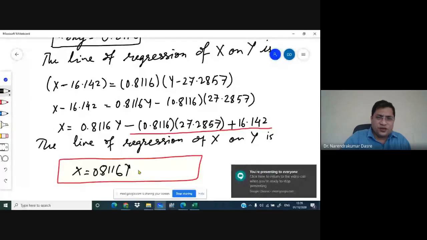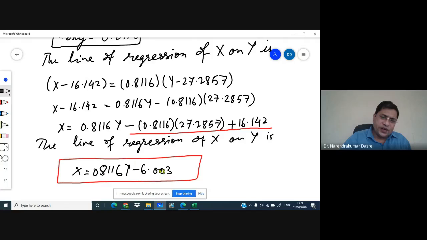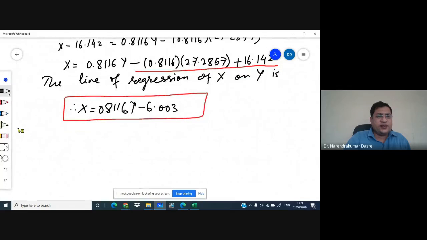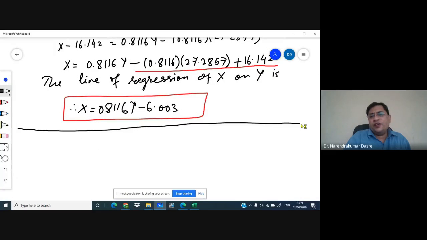This term is going to be minus 6.00. We consider near 3, so 22 or more than 3 is okay, near 3. So this is the answer we can have. That's how we are able to get the line of regression of x on y.